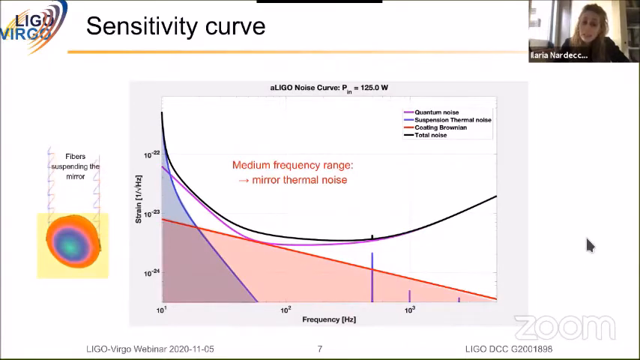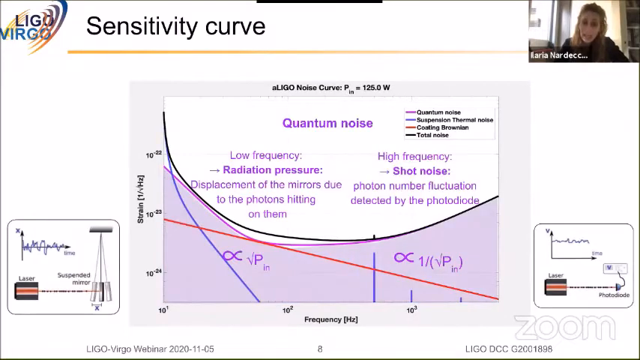In the medium frequency range, the most important contribution to the noise is the mirror thermal noise. So, next slide. And finally, there is the quantum noise that covers all the frequency range of detection. In particular, the quantum noise is given by two different contributions. At low frequency, the dominant noise is the radiation pressure.